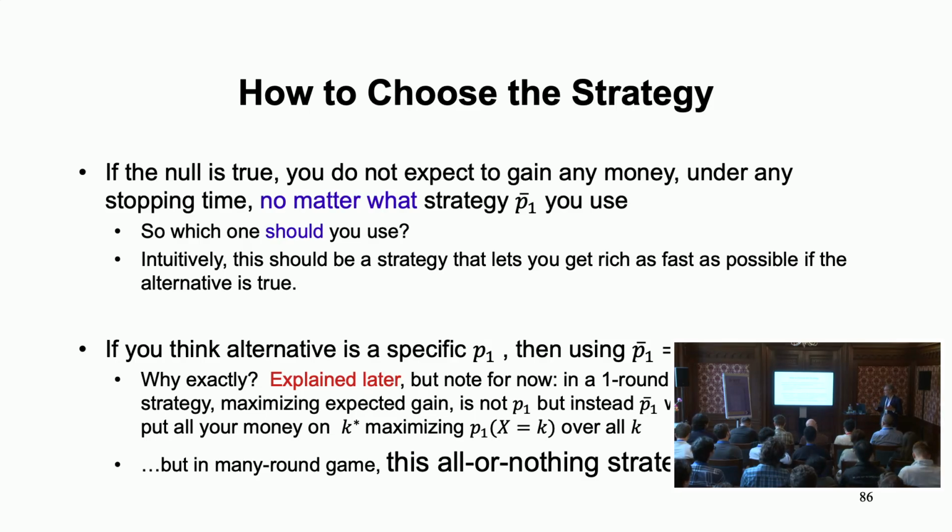And it turns out that what's called proportional betting, which was actually suggested by Kelly in the 50s, is in some sense, at least in the long run, a strategy that makes your money grow fastest, if you really think the alternative would be, you know, 3/4 versus 1/4.